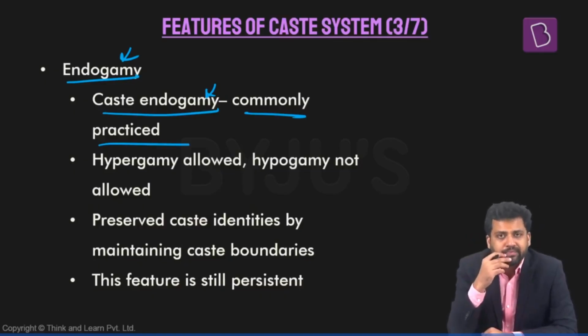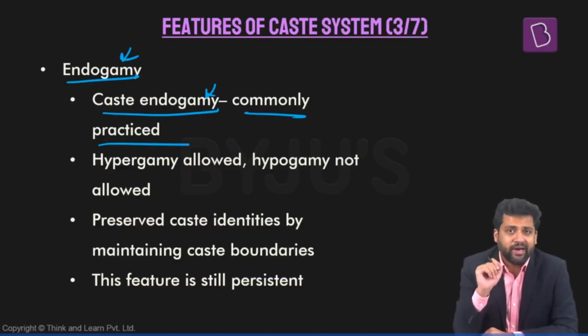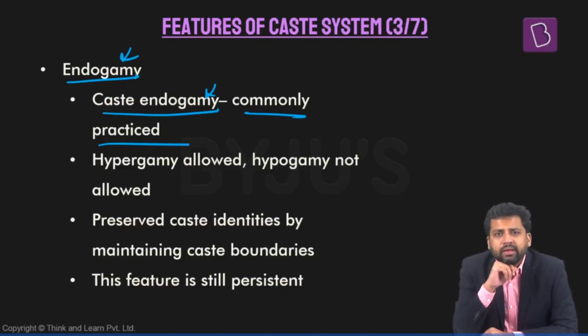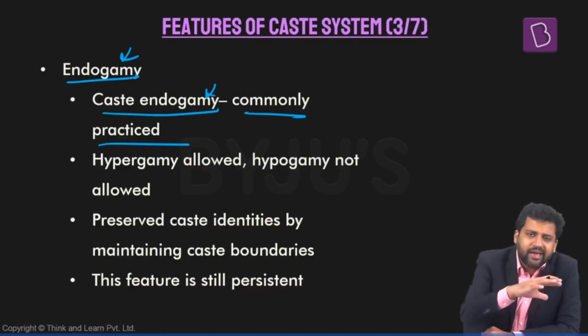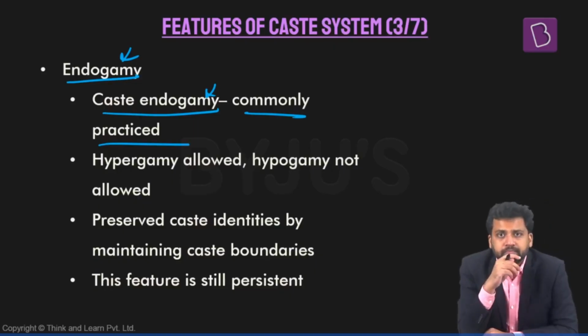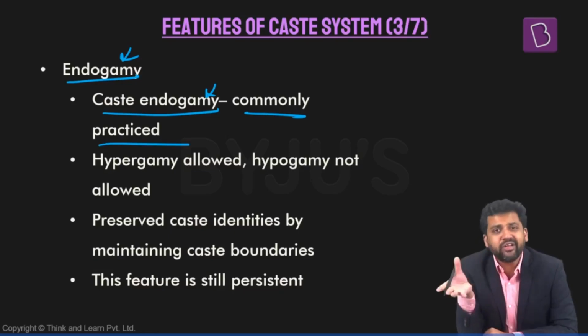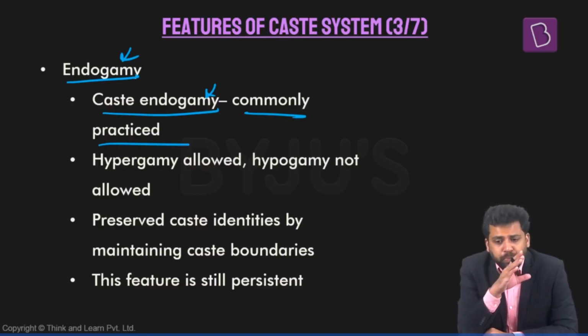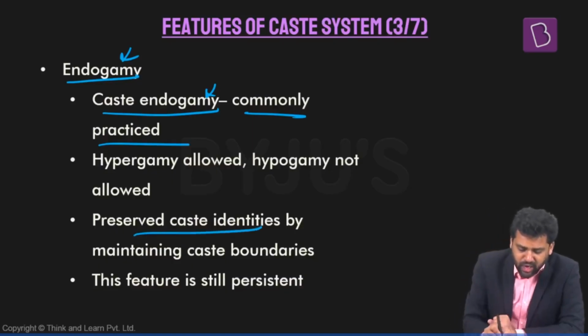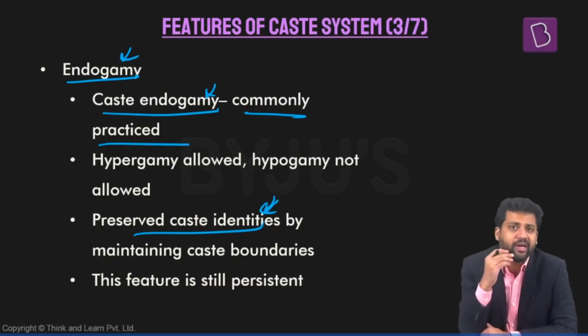Now, what is the consequence of that? If people are getting married within the same caste, this implies that their entire kinship network, they're all relatives, will all be from the same caste. The next generation will also be from the same caste. So the caste boundaries remain very strong. The caste boundaries do not get diluted over a period of time. And this is how caste gets perpetuated over a period of time. So caste identities remain preserved, caste boundaries remain intact.